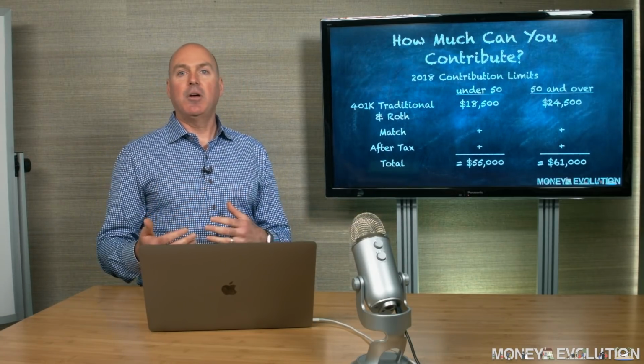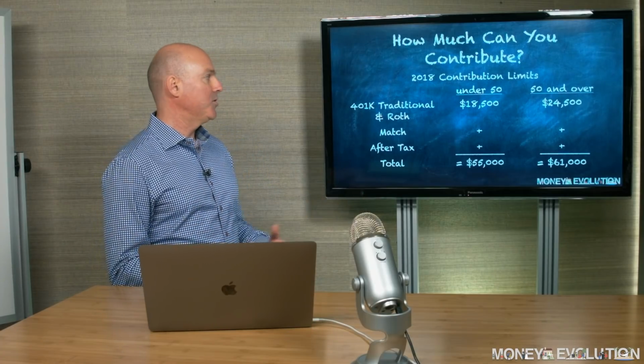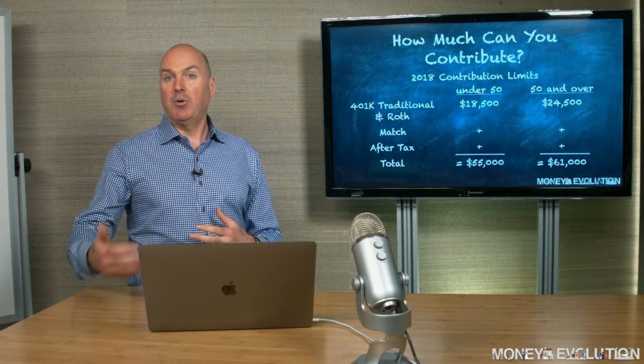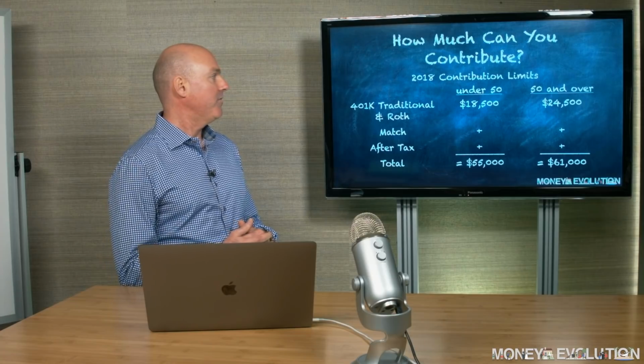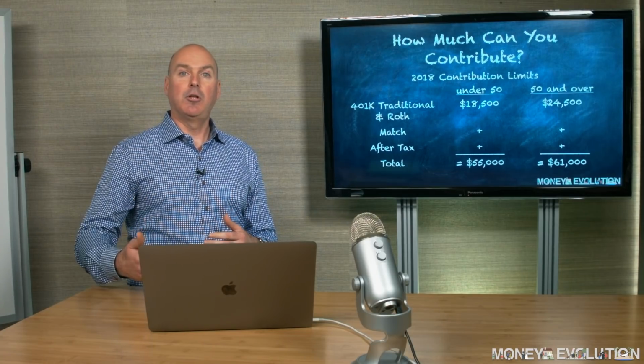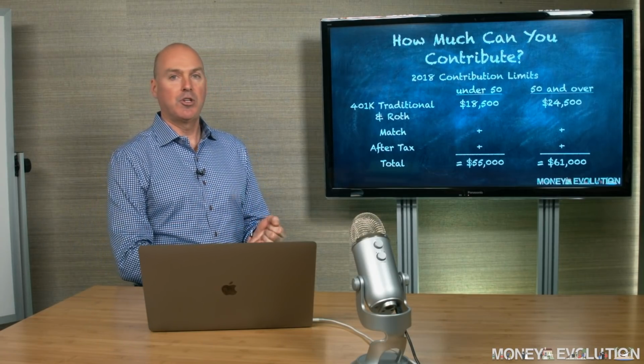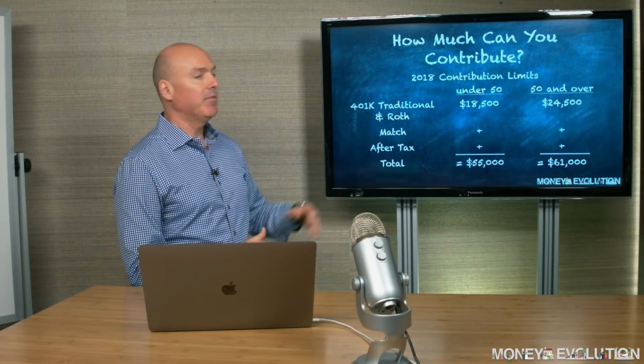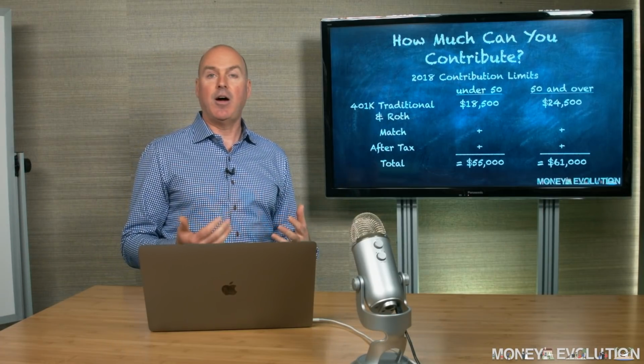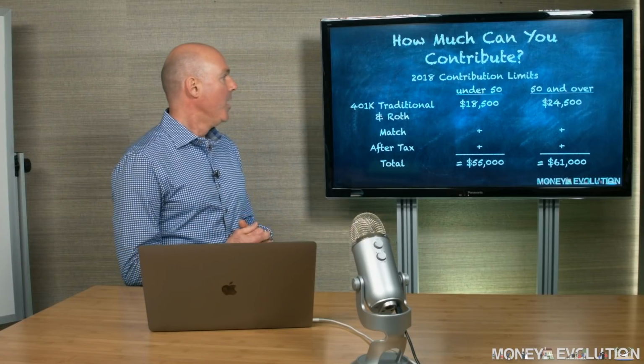Well, the IRS, of course, has their contribution limits, which we know are for people over the age of 50, $24,500 a year. That's how much you can contribute to either the Roth or the traditional 401k. If you're under 50, that's set at $18,500. Those are the 2018 limits. Those generally go up every year or two as inflation factors in.